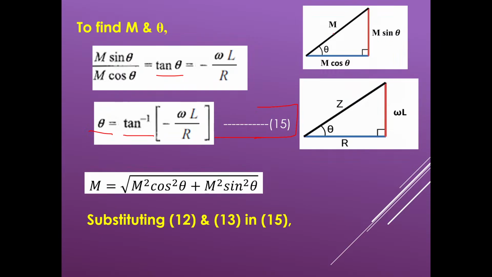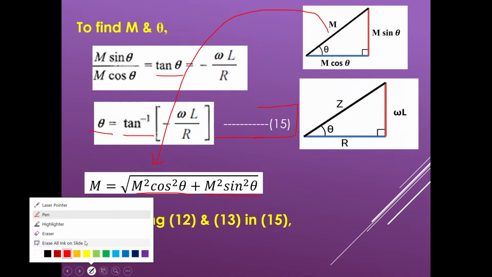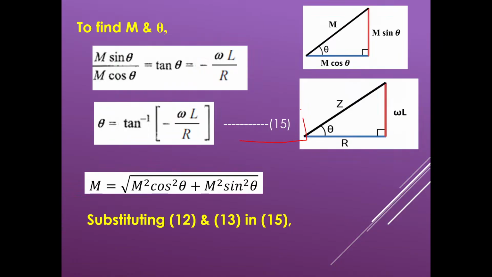Now, from this triangle, what is the hypotenuse? M square is equal to M square sin square theta plus M square cos square theta. Means M equals root of M square sin square theta plus M square cos square theta. So that's what I have written. You'll get this expression. So we have determined an equation for theta, that is our equation number 15.